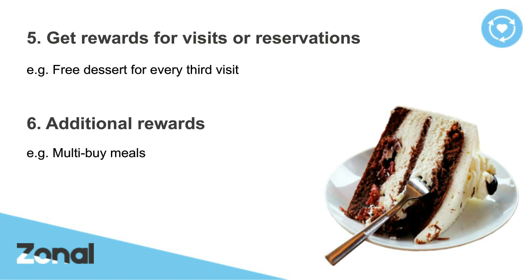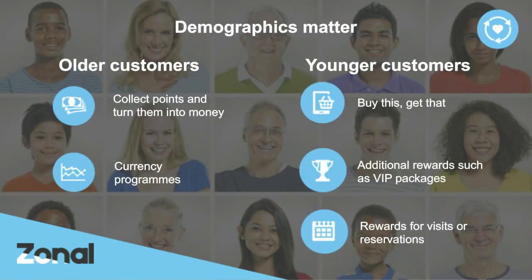From everything I've told you so far about the different categories, it's fair to say that demographics really do matter. If you're looking to boost average revenues per customer or to appeal to an older demographic, then there are two kinds of programs to consider first. The first one is around collecting points and turning them into money. And the second one is around a currency program. They're fairly simple to set up and run, and your customers know exactly what they're getting each time that they transact. Getting a discount or an additional item with a purchase can make customers feel more valued.